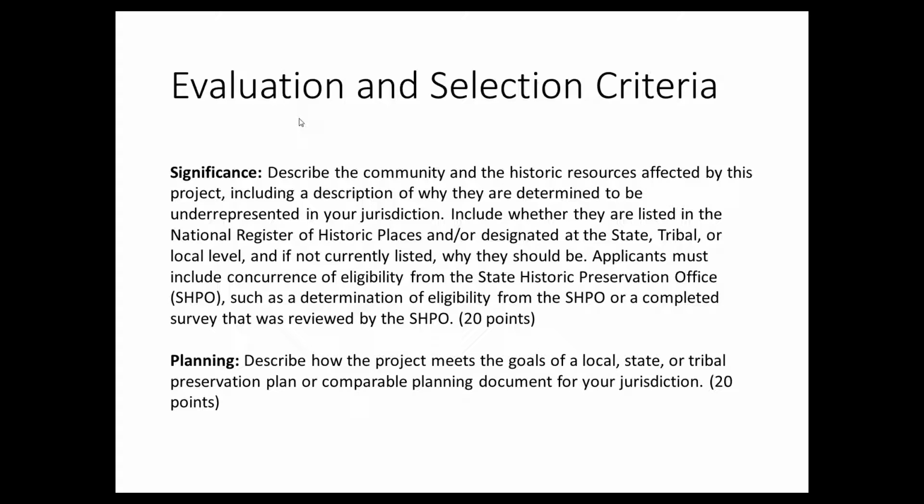Applicants that are not listed in the National Register need to consult with their state historic preservation office to make sure that they are eligible to be in the National Register, and documentation of that needs to be provided as part of the application. So that could be a determination of eligibility from the state office, either in a form or a letter, or that the sites included may have been part of a survey that was completed or approved by the state office and shows that they are clearly eligible. This is an important part, so make sure you contact your state office early to have that conversation.